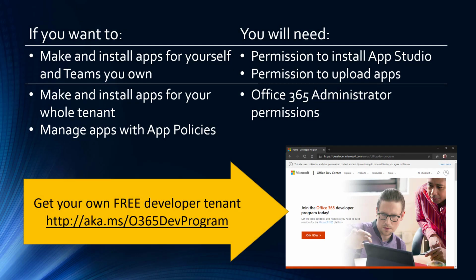Now, if you want to do the things I'm showing in this video, you need to have certain permissions. At a minimum, you need the permission to upload apps. That will allow you to make and install apps for yourself and for teams that you own. This is a tenant setting, and you need to be a tenant admin to change it, and it's off by default. But if you can get your admin to turn it on, then you'll be able to do things right in your regular tenant. You also will probably want to have permission to install App Studio, which I'm going to show how to use, makes it a lot easier to write the apps.